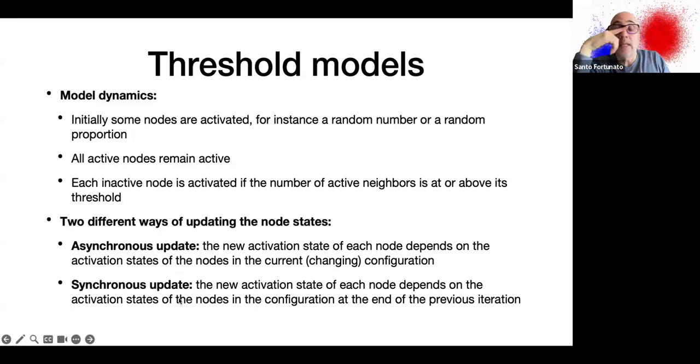The synchronous update instead works like this. Basically, the situation is frozen as of the end of the previous iteration. And every time you decide whether a node becomes active or not, you only consider which active neighbors the node had at the end of the previous iteration. And then for each node, you say, okay, this will be activated, this will not be, this will be, this will be. And then once you put these things together, you make all these activations at the same time. That's why it's called synchronous, because you're considering the same configuration of the system when you make the updates.